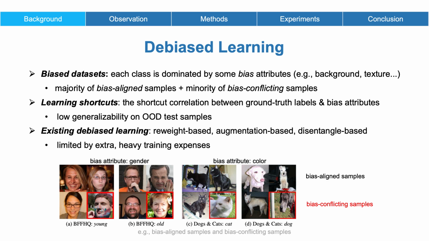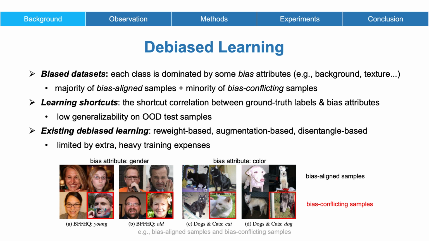Our work focuses on the task of debiased learning, where deep neural networks are trained on biased datasets, with each class dominated by some bias attributes like background and texture. The majority samples of each class are aligned with the bias attributes, while the minority samples are conflicting with them. For example, in the figure below, the dogs and cats dataset has the bias attribute of color, where the class of cat is dominated by samples of black cats, and the class of dog is dominated by samples of white dogs.